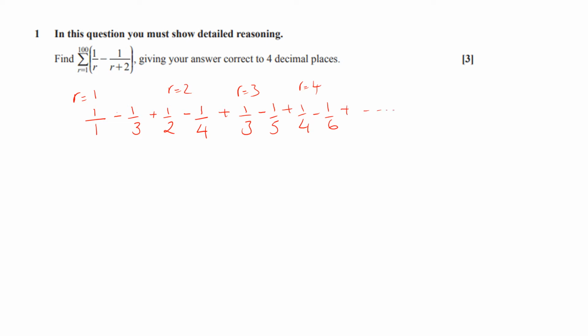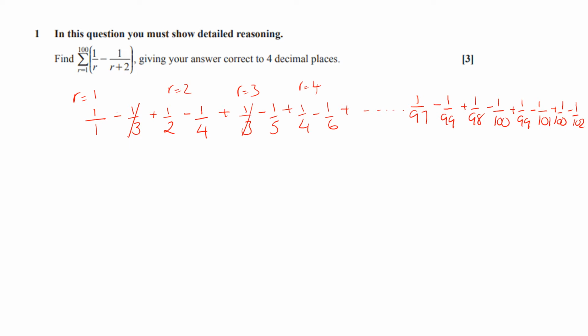And then you'll have plus dot dot dot, and let's see what's happening at the end. So we take it all the way up to maybe r is equal to 97, 1 over 97 minus 1 over 99, plus 1 over 98 minus 1 over 100, plus 1 over 99 minus 1 over 101, plus 1 over 100 minus 1 over 102. So you can see what's going to happen is this second term when r is 1, second fraction minus a third, is going to cancel with r equals 3 a bit further along in the series.